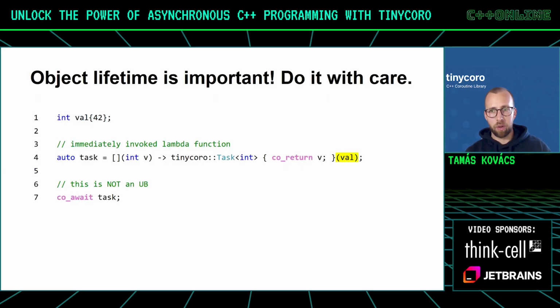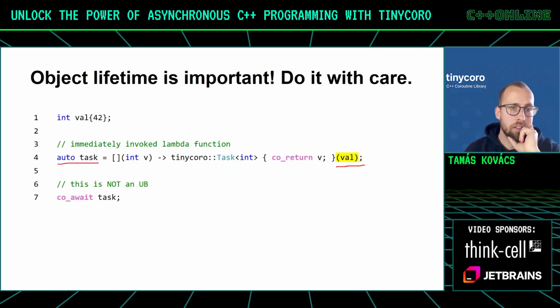So my general recommendation in this case is: avoid the use of the lambda capture if you can. Use the parameter list instead. So in our case, we still have the immediately invoked lambda function. We are creating the lambda function and invoking it, which gives us our Tinycoro task here. But the important difference is that our capture is now empty, and we are passing the value as a parameter.